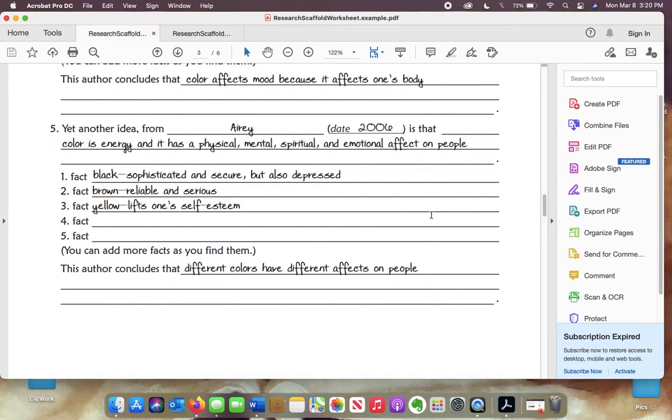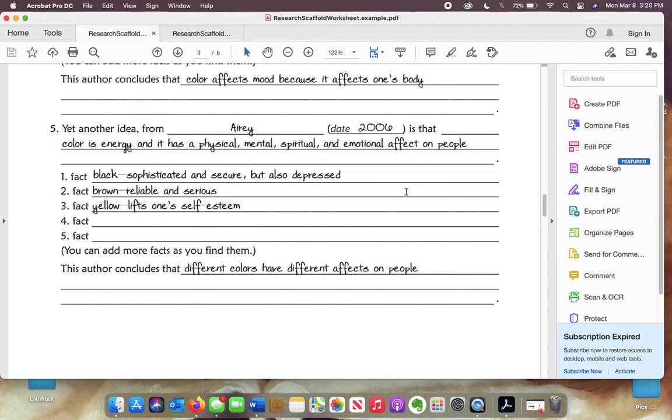And then we got to yet another idea, as it says right here, that color is energy and it has a physical, mental, spiritual, and emotional effect on people. So now we've been talking about mental, physical, and emotional effects, but this is the first time we've really mentioned spiritual. So this particular source has got a little bit of an added effect in there. And also they spelled affect wrong. It should be effect here. Affect is a verb. Anyways, I didn't fill this out. I just found it online.